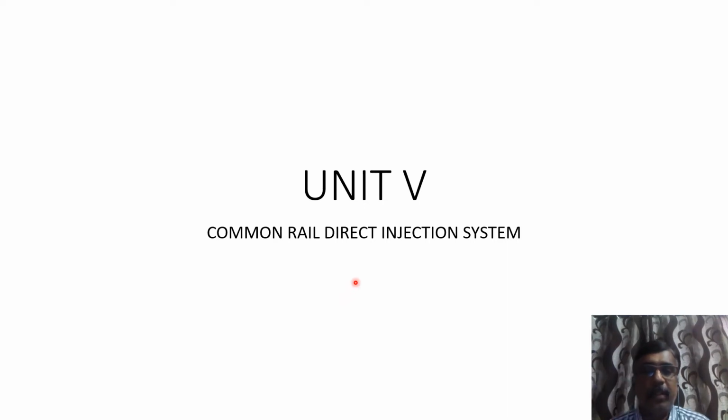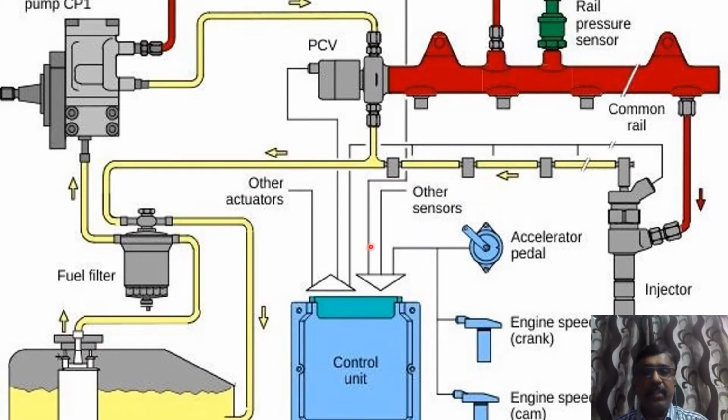Hi to all. Now we are going to see the common rail direct injection system. This is called CRDI engine. Now see, this is the overall picture of a common rail direct injection system.